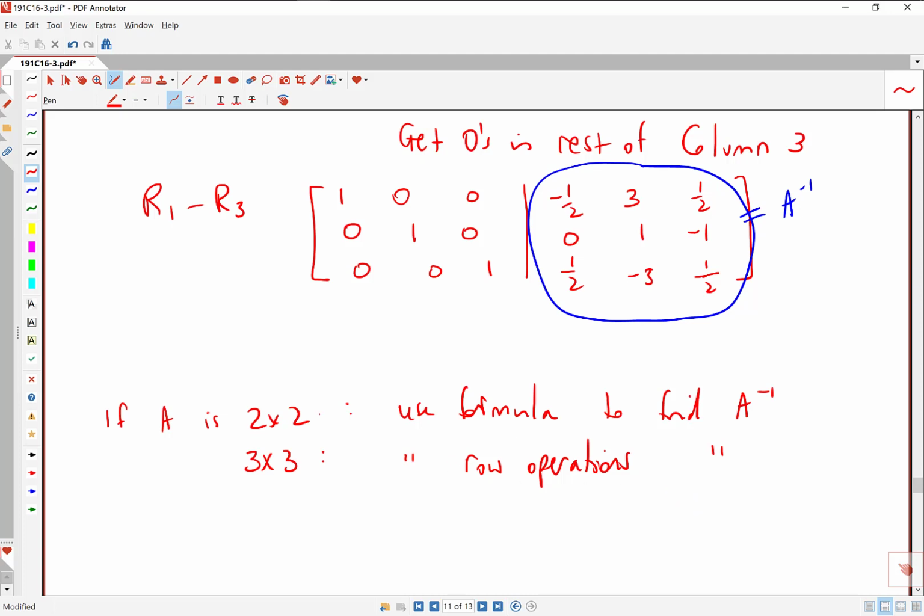So in our next video, we'll see all about what we're going to use the inverse matrix for. So thanks for watching our video on calculating the inverse of a matrix.